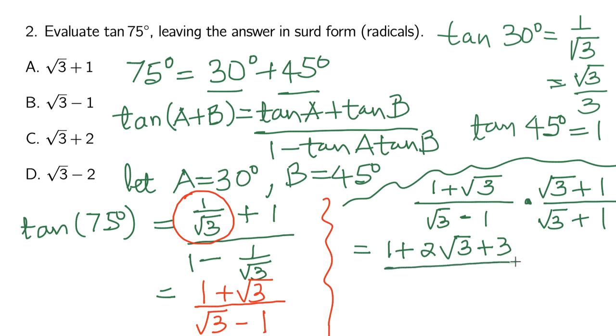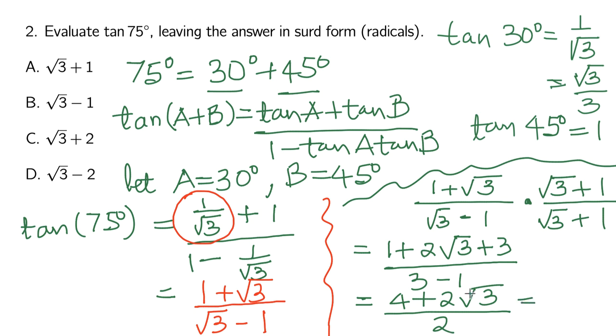And then for the bottom, we have a difference of 2 squares. Basically, this is the factorization of a difference of 2 squares. So we know when we multiply, we should be getting that. And the result we should get should be this number squared, 3 squared, which is 3, minus 1 squared, which is 1. So we have this number over 3 minus 1. Simplifying the top, we get 1 plus 3, which is 4, plus 2 root 3. And then for the bottom, the denominator, we get 3 minus 1, which is 2. So 4 plus 2 root 3 over 2.